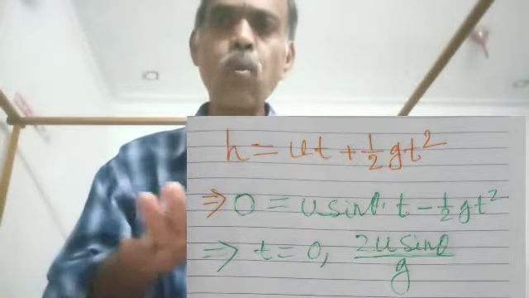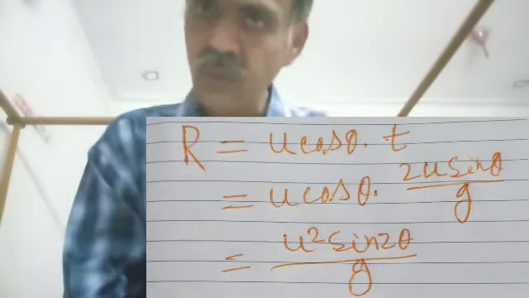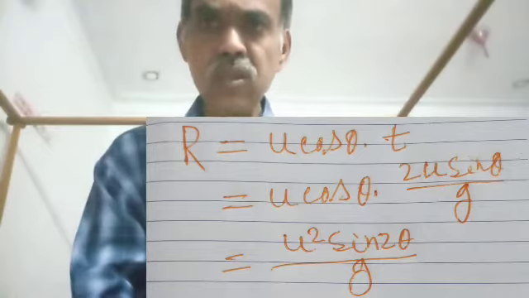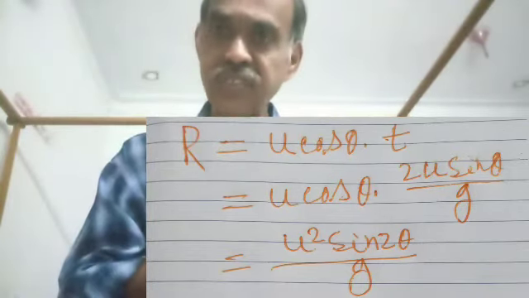Okay. Now, what is the range? Range is equal to the constant velocity u cos theta multiplied by the total time of flight. This velocity u cos theta does not change because the constant velocity and the acceleration due to gravity are perpendicular to each other. Therefore, u cos theta won't change with time.